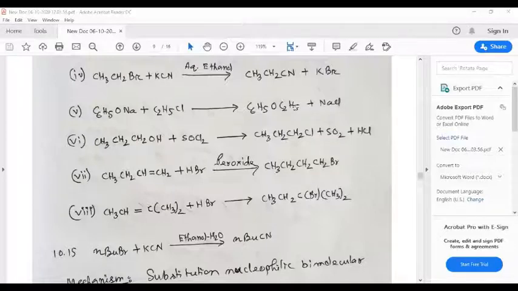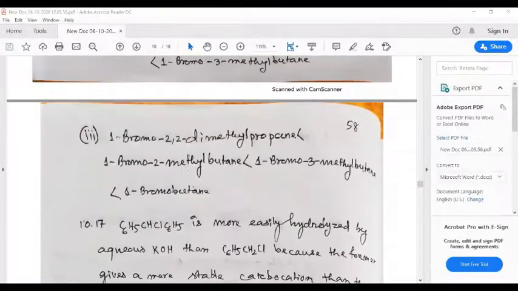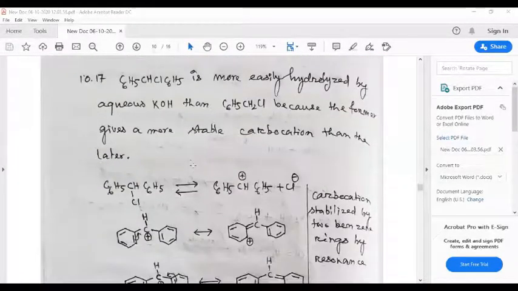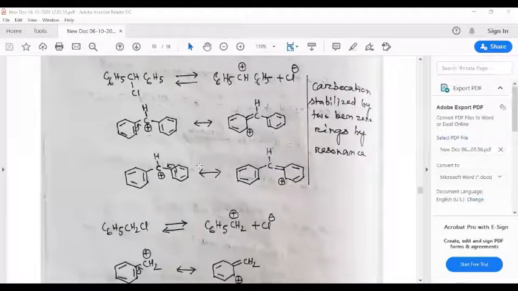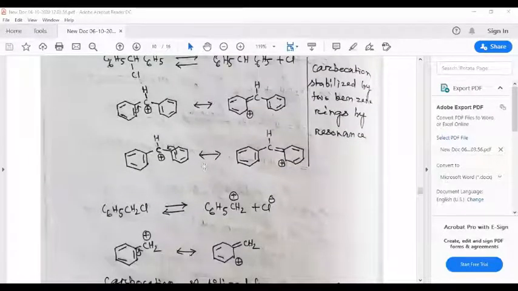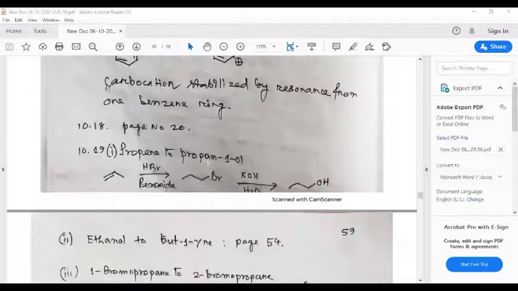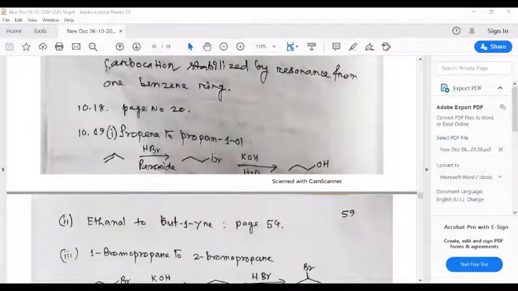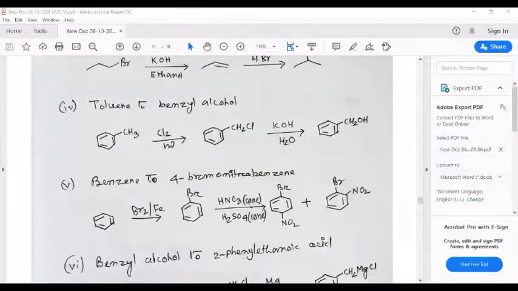Next, question number 10.19. Toluene to benzyl alcohol. Toluene, when it is allowed to react with halogen in presence of light, undergoes halogenation in the methyl group to form benzyl chloride.